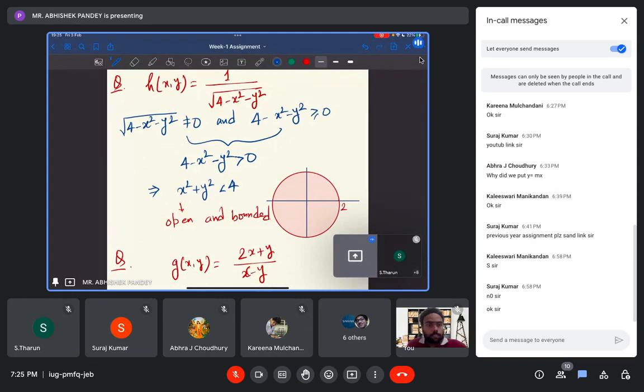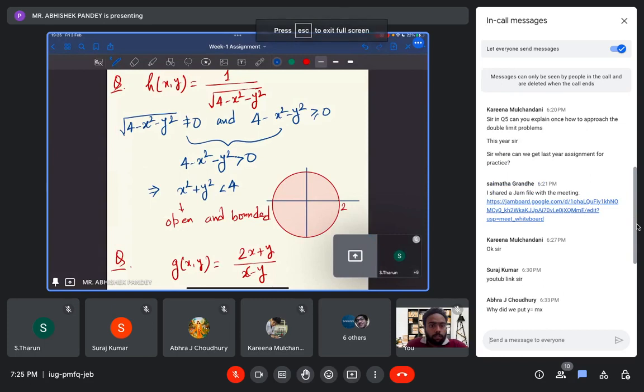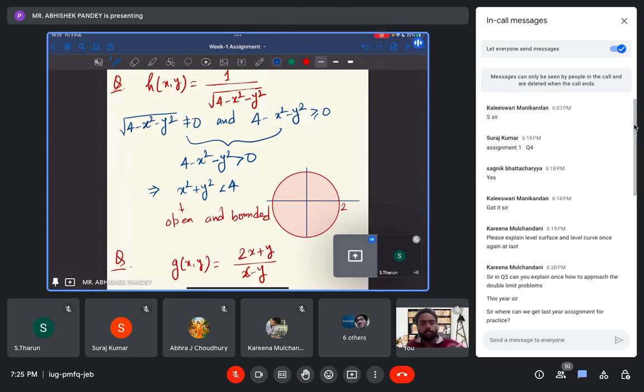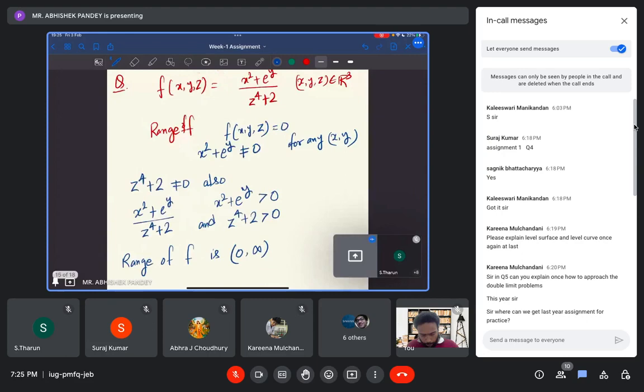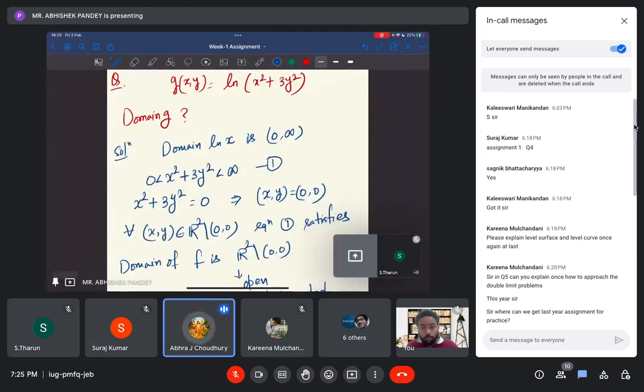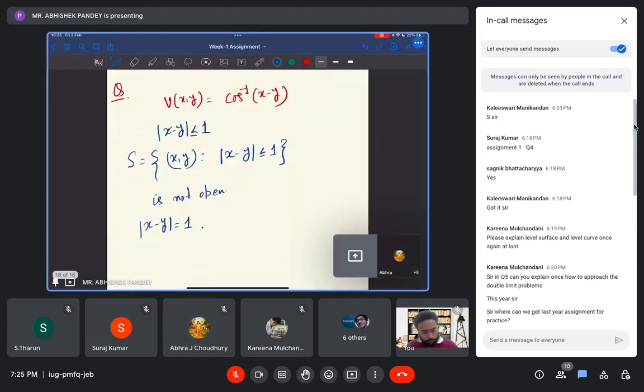Yeah, someone said something about, please explain level surface and level curves. Karina, is it clear to you or should I explain it again? Sir, can you please explain level surfaces and level curves again? Okay, fine.